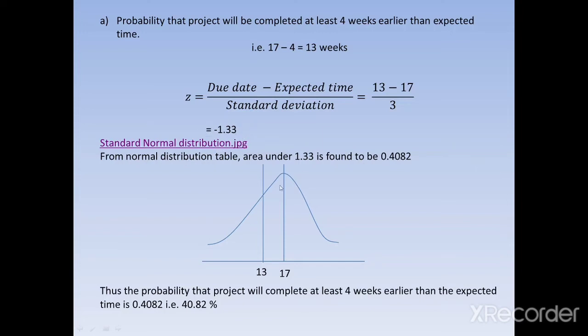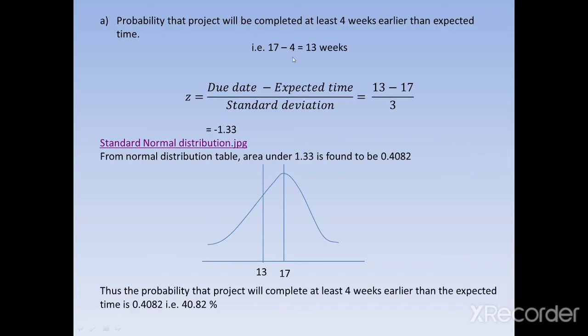See, if you draw this bell curve, at the center it is 17, because it is the expected time, so we mark 17 in the middle. There is 0.5 area on the right side and 0.5 on the left side. So 13 is less than 17, so obviously it will come to the left side of 17. So I draw here one line that denotes the 13.